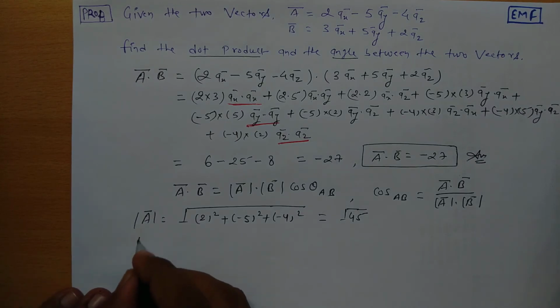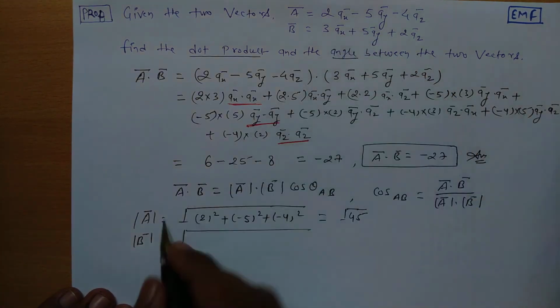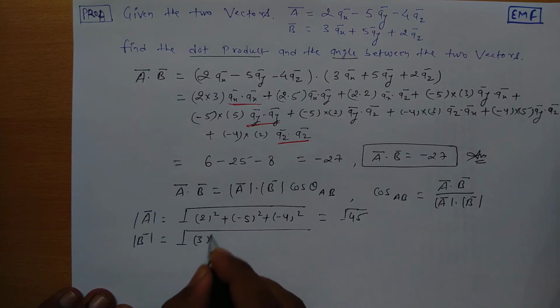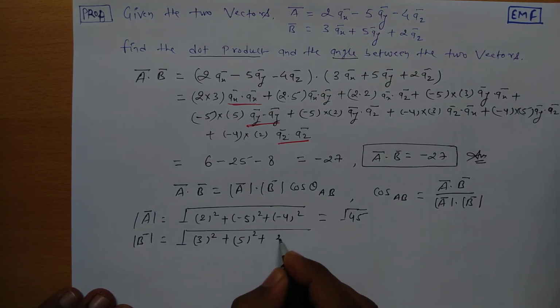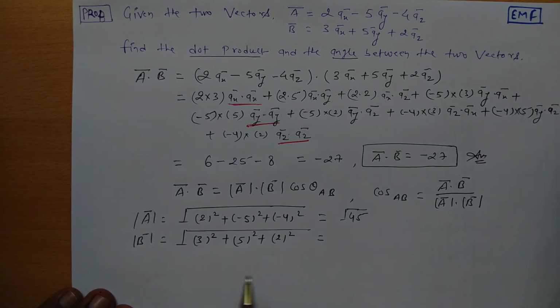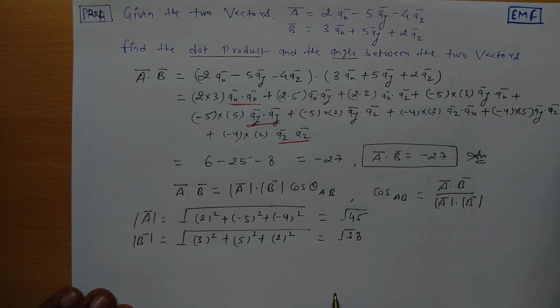Similarly, we can find the mod of B from the vector B. So this will be 3 square plus 5 square plus 2 square. So this will be 9 plus 25 plus 4, which is 38. So this becomes the under root of 38, right?